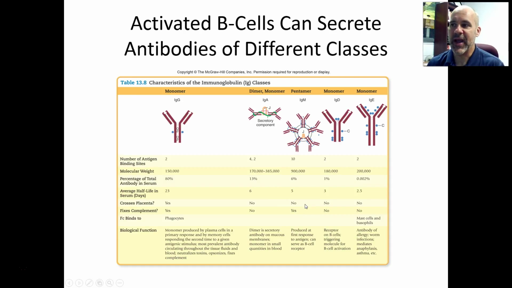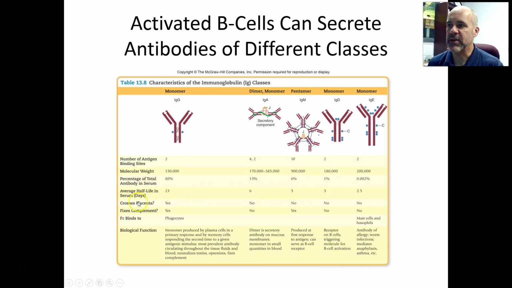So if you had, let's say you had 100 trillion copies of the same antibody floating around in your bloodstream, after 5 days, you would be down to 50 trillion. After 5 more days, you'd be down to 25 trillion. After 5 more days, you'd be down to 12.5 trillion. So it's the amount of time that it takes for the concentration to drop by half.